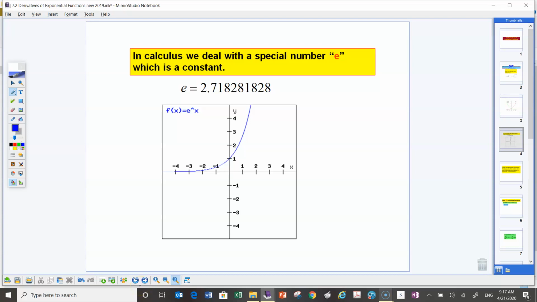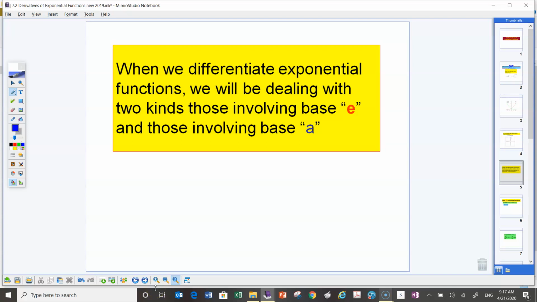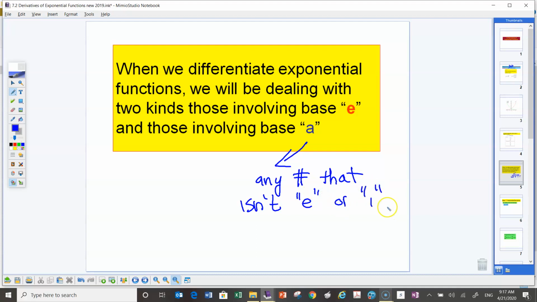And again, we had this special number e that we talked about when we dealt with logarithms last section. And e is that constant of 2.71828, etc. When we differentiate exponential functions, we'll be dealing with two kinds, those involving the base e and those involving the base a. And when I refer to base a, it's any number that isn't e or 1. And remember, for our definition, it has to be positive.